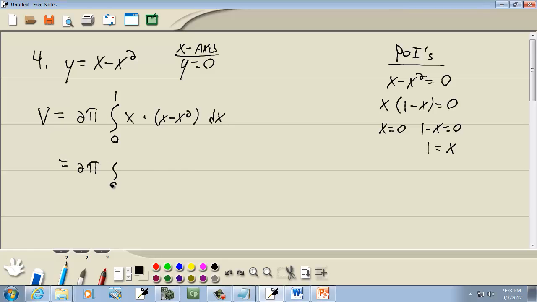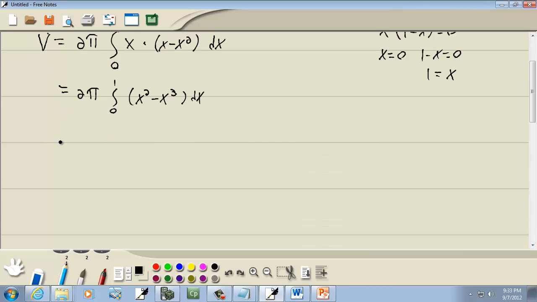So multiply this x through, and I got x squared minus x to the third dx. Well, then we're going to add 1 to our power, divide by our new power. So we got 1/3 x to the third minus, add 1 to our power, divide by our new power, 1/4 x to the fourth, 1 to 0.